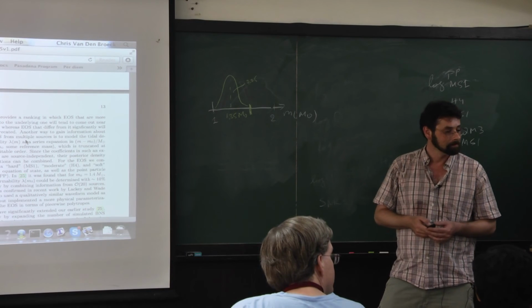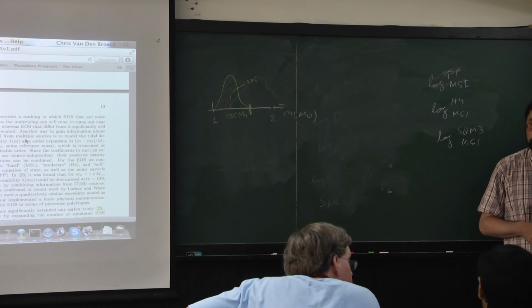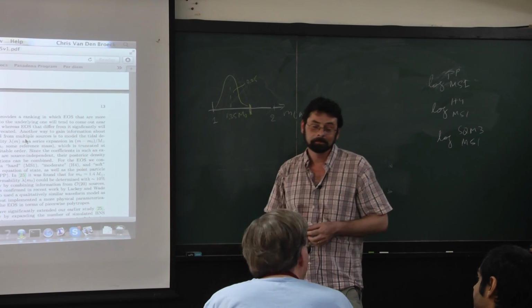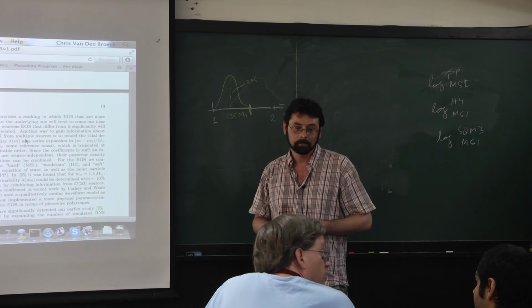So, the question is, this 1.25, there's some theoretical argument. Is it just by running over different equations of state? No, because if you're a sufficiently advanced species, you could construct a neutron star of 0.1 solar masses.